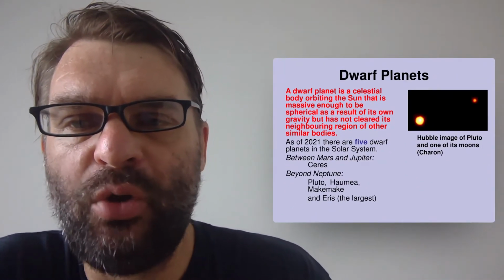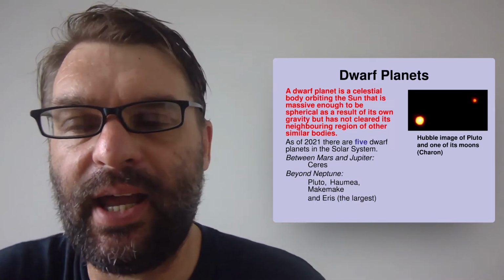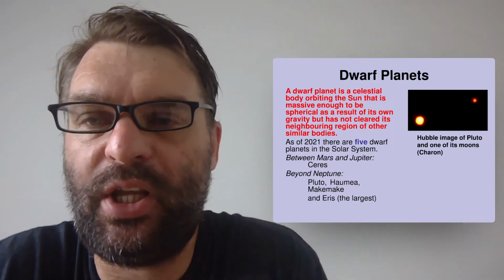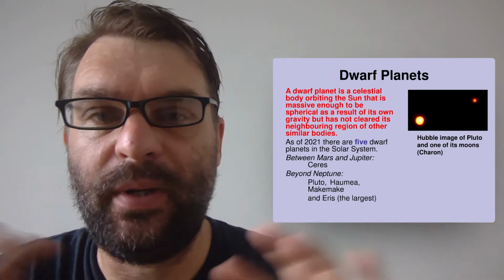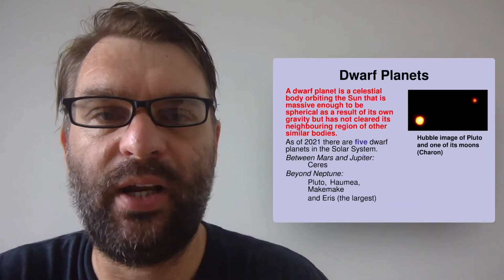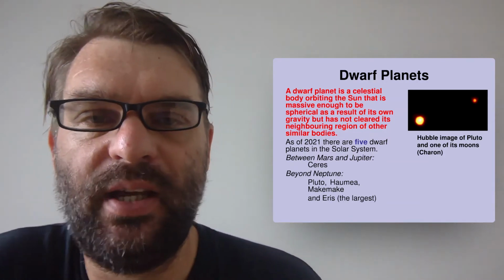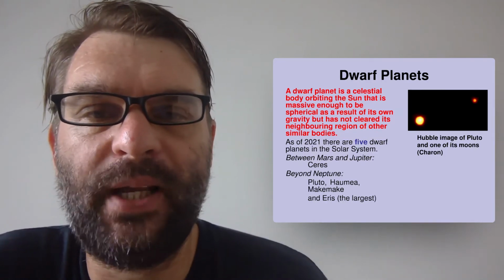There's also the dwarf planet. A dwarf planet is again a celestial body, something in space that orbits the Sun, that is big enough to be spherical, but it has not cleared all its neighboring region of other similar bodies. As of now, there are 5 dwarf planets.